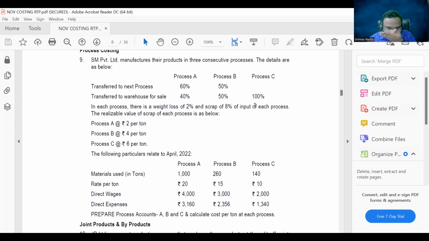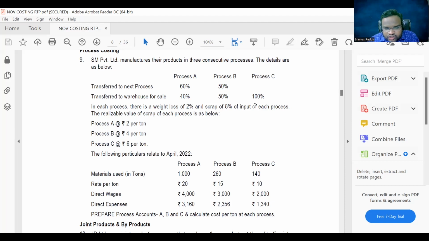Process costing. Okay. Right. Let us go to question number 9. It is also a basic question. Don't worry. It is only about the normal losses we have. We'll try to understand. SM Private Limited manufactures their products in 3 consecutive processes. Hope you're understanding, and if you have already listened to these classes, you would have seen all these questions in our material also, so you will be able to understand what I'm going to relate.